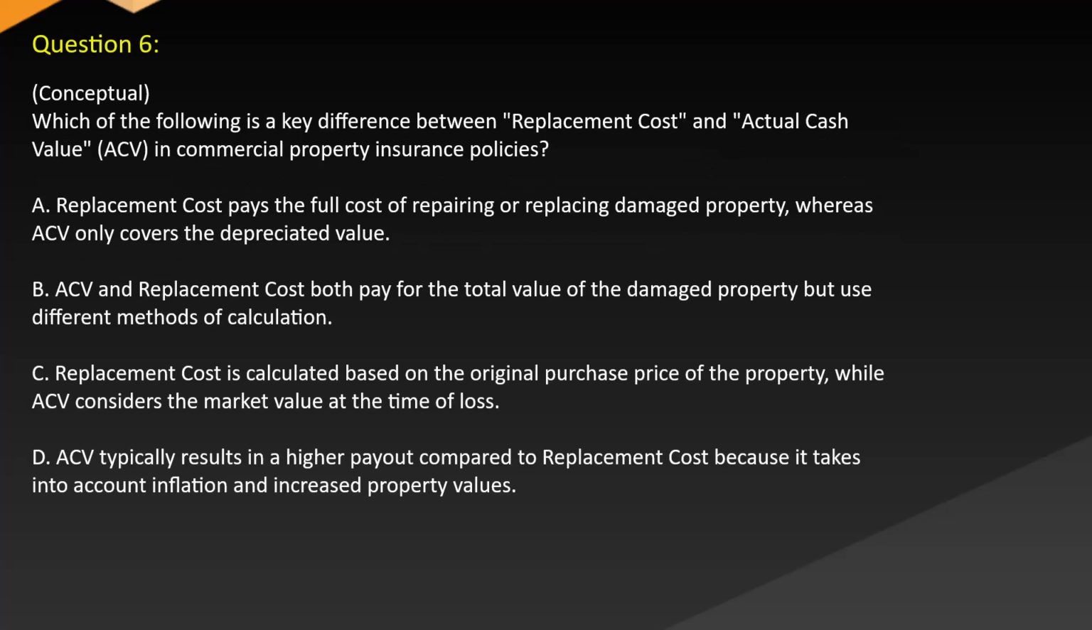Question 6. Conceptual. Which of the following is a key difference between replacement cost and actual cash value received in commercial property insurance policies? A. Replacement cost pays the full cost of repairing or replacing damaged property, whereas ACV only covers the depreciated value. B. ACV and replacement cost both pay for the total value of the damaged property but use different methods of calculation. C. Replacement cost is calculated based on the original purchase price of the property, while ACV considers the market value at the time of loss. D. ACV typically results in a higher payout compared to replacement cost because it takes into account inflation and increased property values.